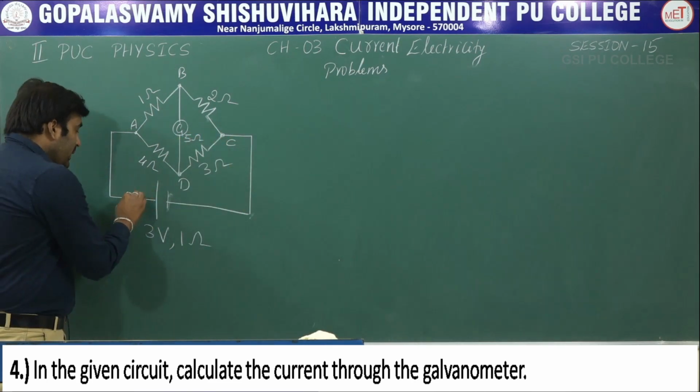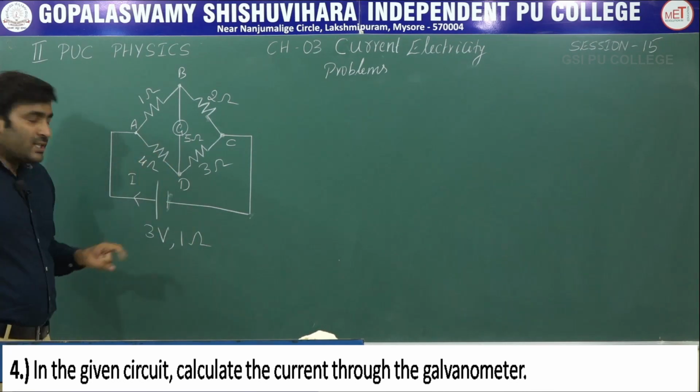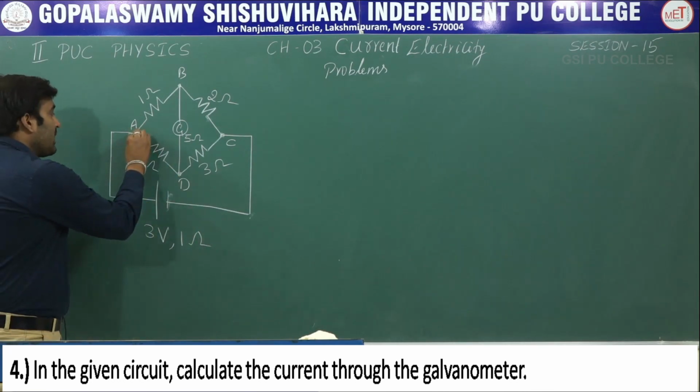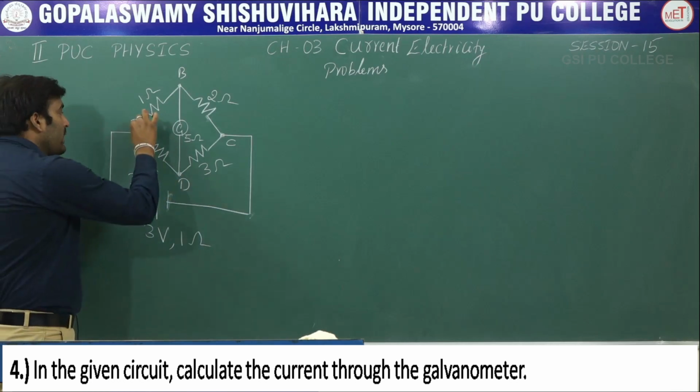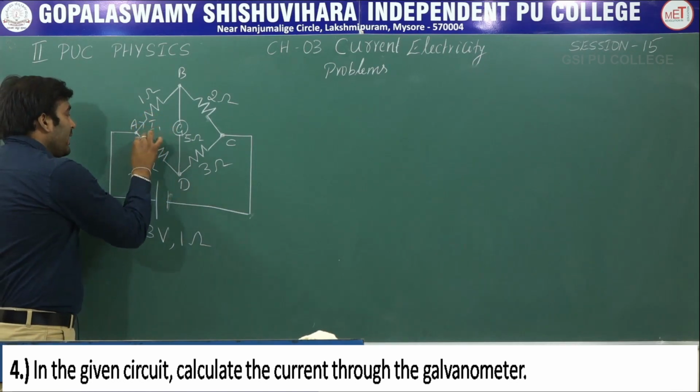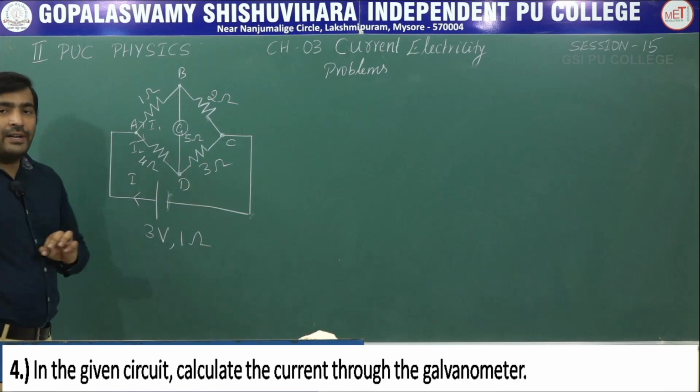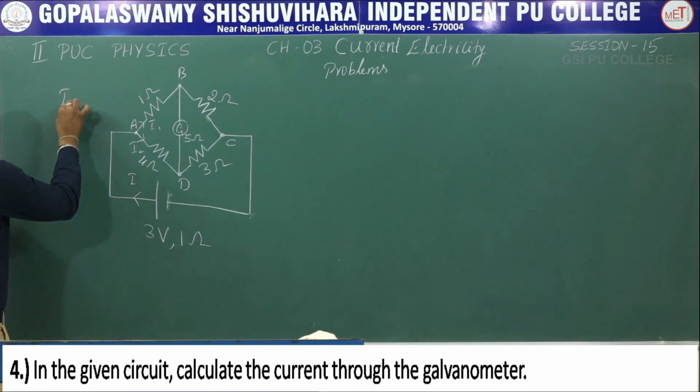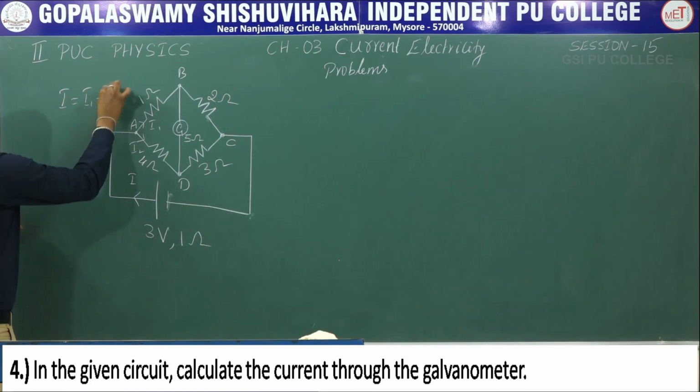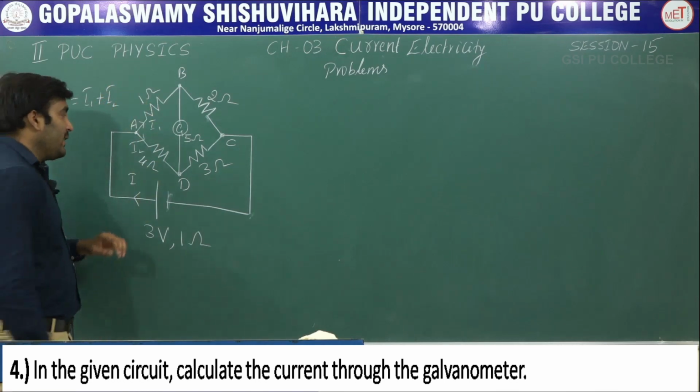Now, let the main current I start from here, and at this junction the current is going to split into I1 and I2. Therefore, we can clearly write I is equal to I1 plus I2.